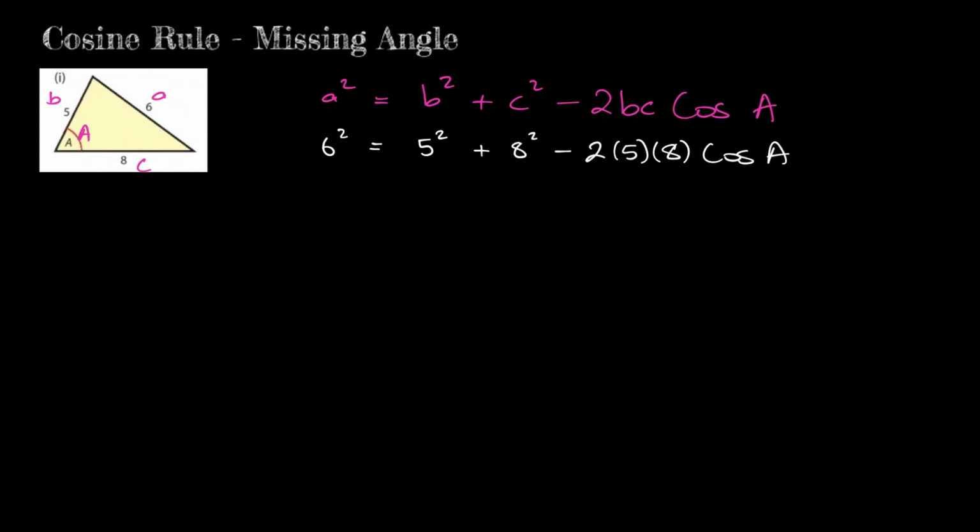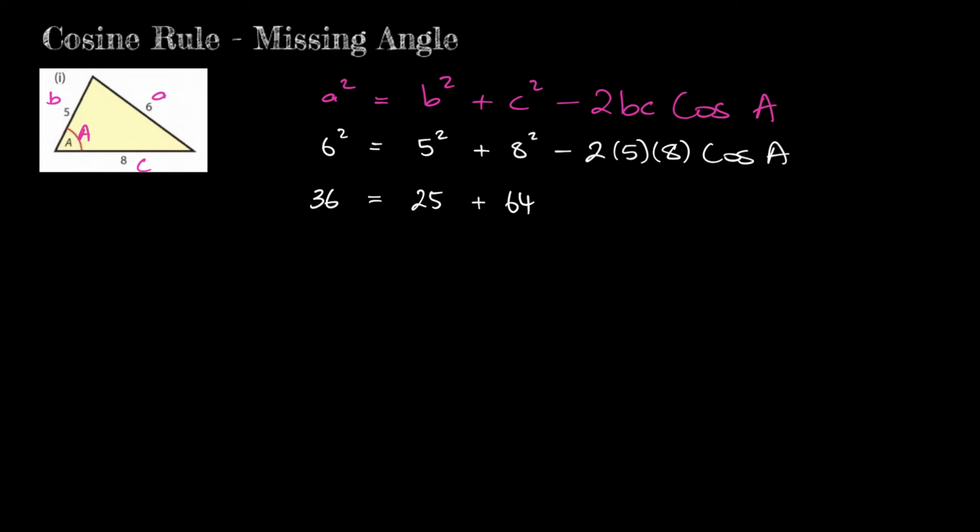So once we fill everything in, now we can see here, this represents a number, this represents a number, this represents a number. I can work out these numbers, but obviously cos of A, there's nothing I can do with that. So I'm going to have to simplify everything I can, and I'll deal with that when it comes to it. So we'll start off by simplifying this by saying 6 squared gives us 36, is equal to 5 squared, which gives you 25, plus 8 squared, which gives you 64.